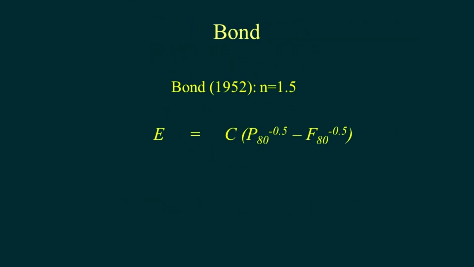Bond, and I hope most of you have heard of Bond, Fred Bond, he said, no, n is not 2, n is not 1, I'm going to go for something right in the middle. I'm going to go for 1.5. And when I integrate that term, we get Bond's famous 0.5 there.